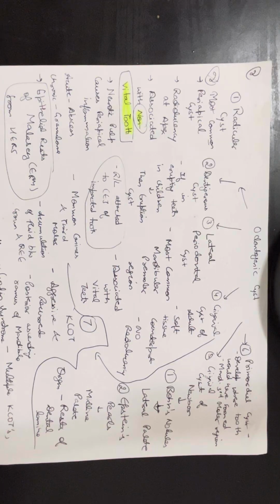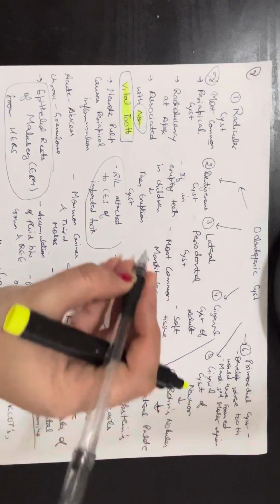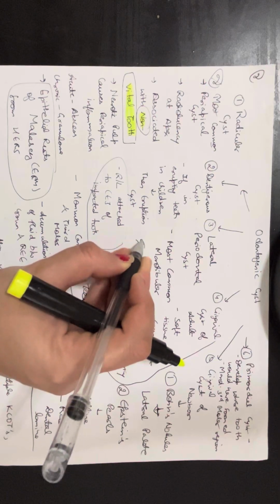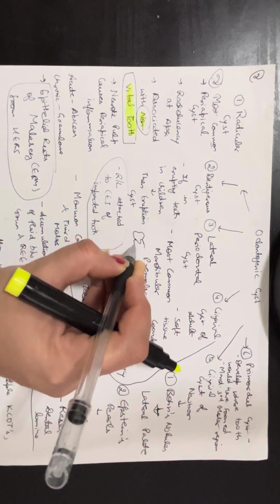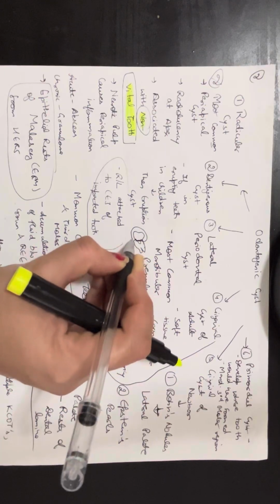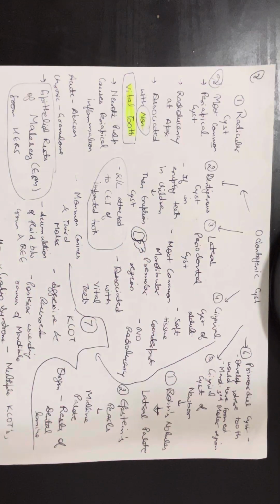Many times this question is asked: if it is in erupting teeth in children, then it is an eruption cyst. And if the cyst is around the CEJ of an impacted tooth, so if I say this is the tooth and it is impacted, and the cyst is around the CEJ of the impacted tooth like this, then it will be a dentigerous cyst. Most commonly impacted teeth are canines and third molars, so it is seen there.